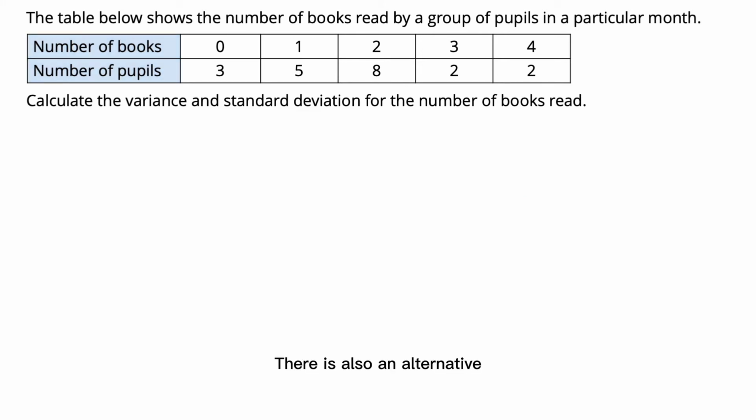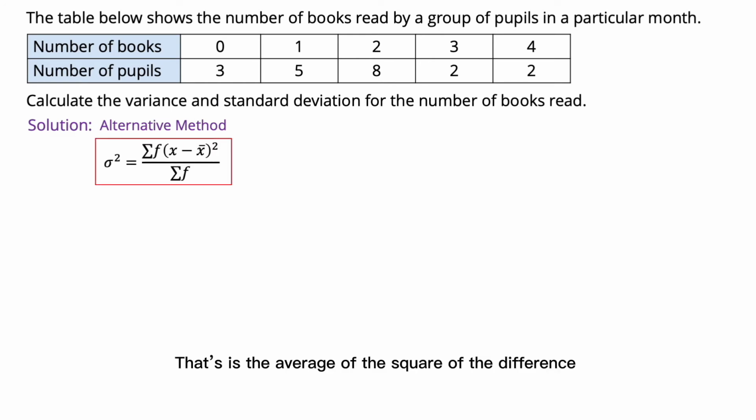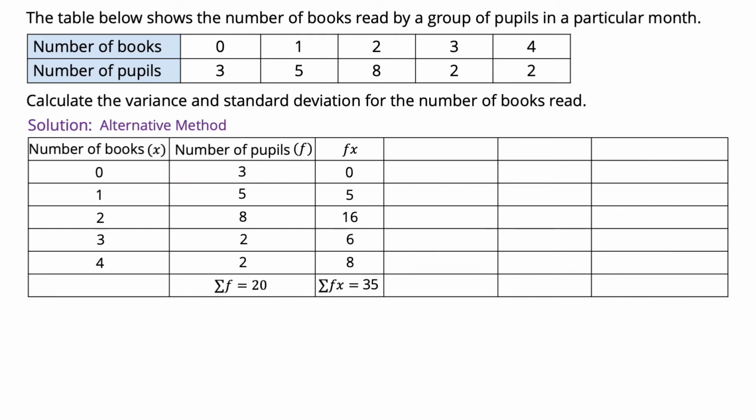There is also an alternative, equivalent formula used in calculation of variance. That is, the average of the square of the difference between each data and the mean. It is helpful to show the calculation in a table. Here is the information we computed before. Continue to the next step.